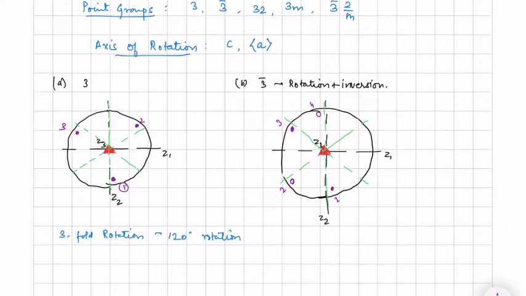Now, after 120 degree rotation, it lies at the same position as the second point, and after inversion about the origin, it goes here. This is the fifth point. After 120 degree rotation, it goes to point 3, and then after inversion, it is here. This is point 6. So this way we have our 6 points for the stereographic projection of the 3 bar point group.